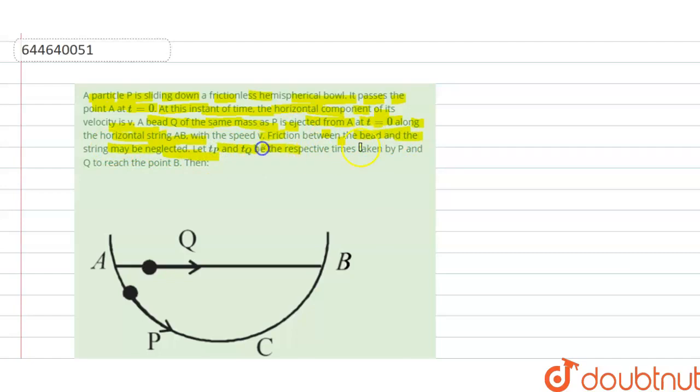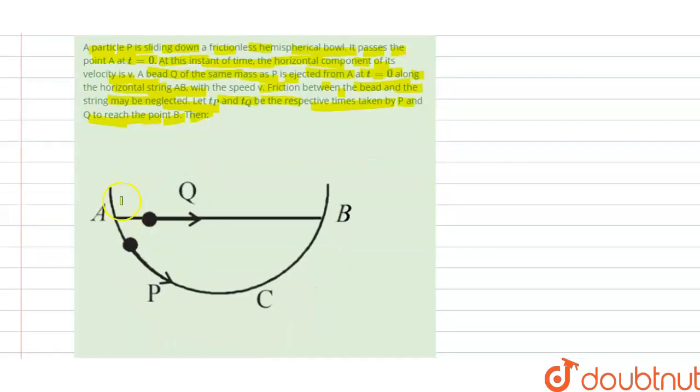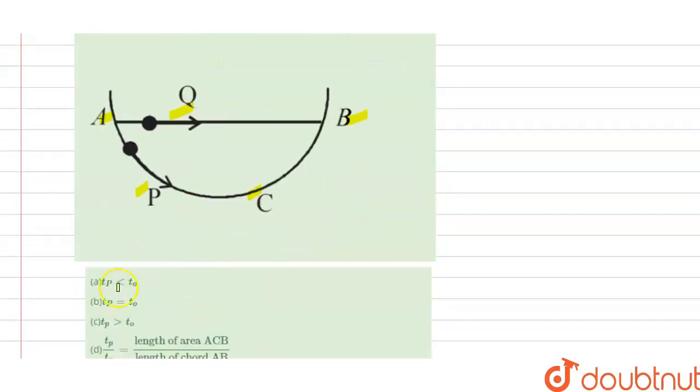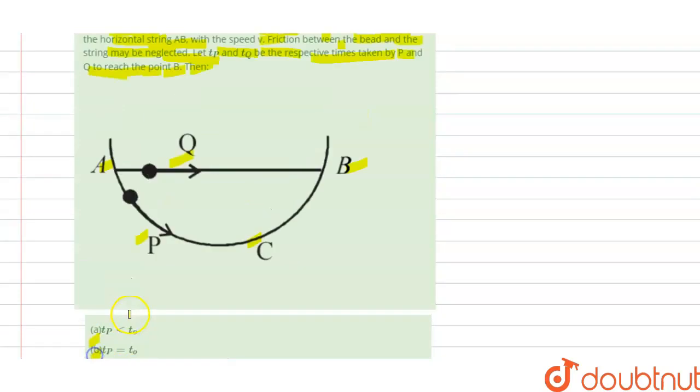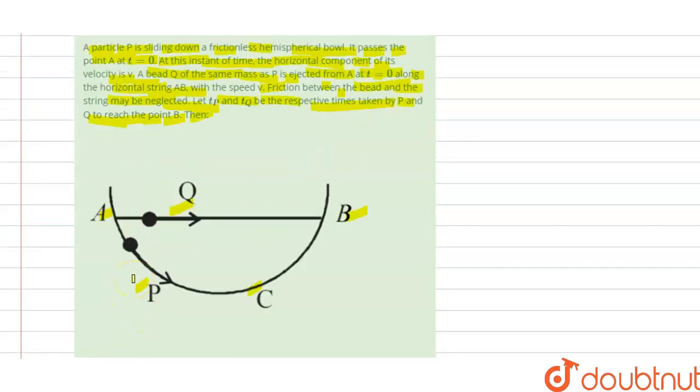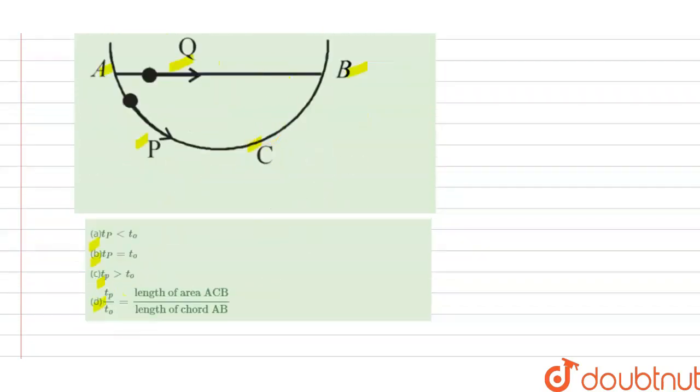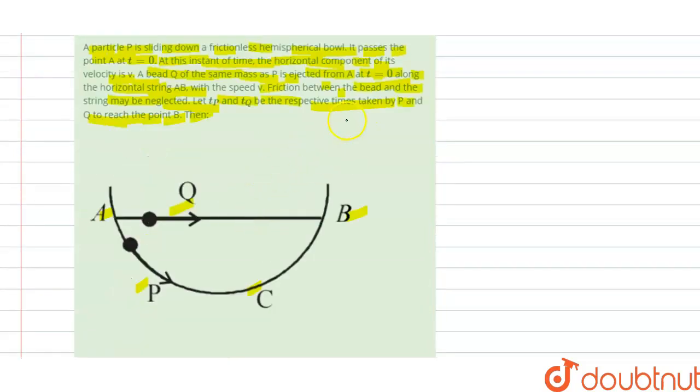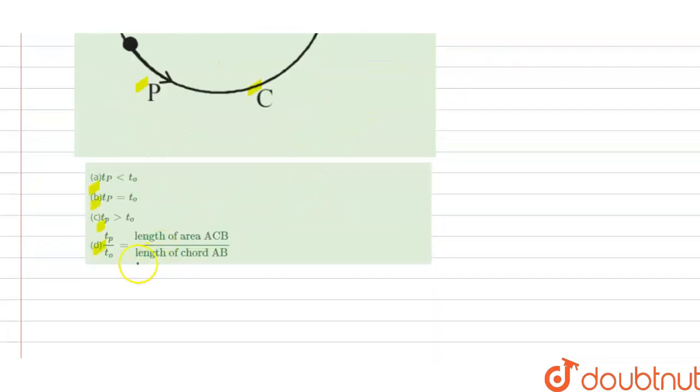Let Tp and Tq be the respective times taken by P and Q to reach the point B. Here this is A and B, and this is the C point. We have options A, B, C, D given here. So we have to find the relation between Tp and Tq, that is, the time taken by P and Q to reach the point B.